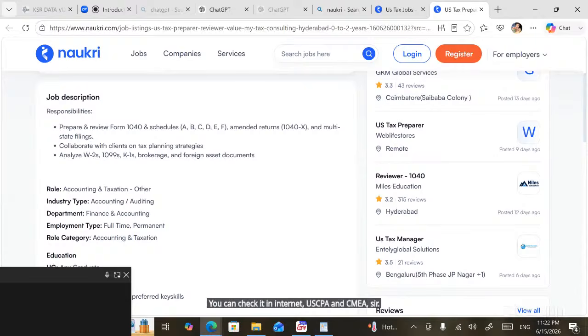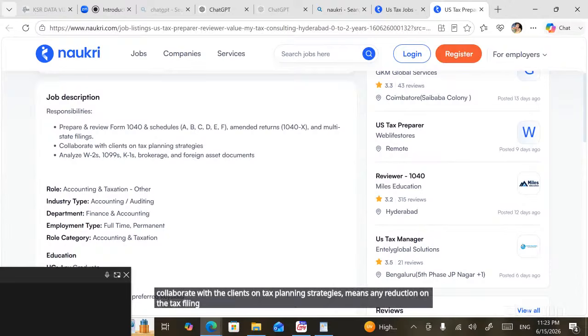Once you are an enrolled agent, that will be easy for you. So you can see the job descriptions for this company. Prepare and review Form 1040 and Schedules A, B, C, D, E, F. Amended returns 1040 and multi-stage filings. Collaborate with the clients on tax planning strategies. Means any reduction on the tax filing or something, we will try to connect with them. Only those things.